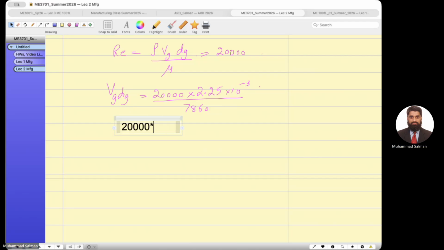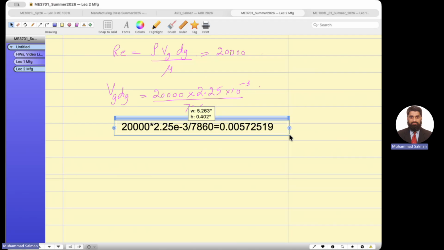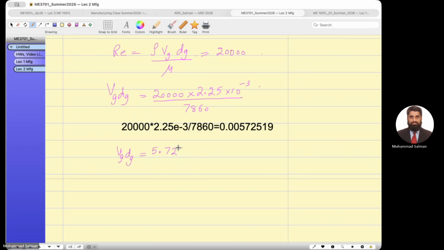20,000 times 2.25 in 10 to the power negative 3 divided by 7860. I get 0.0057. So can I write down like this in scientific notation? Vg, this product is helpful to find out. So 5.725 into 10 to the power negative 3 meters squared per second.